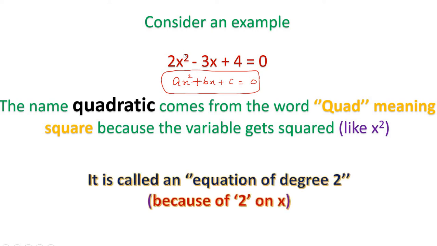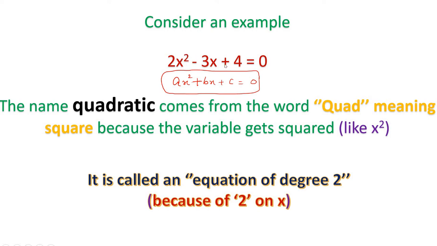It is also called an equation of degree 2, because whatever is the highest power of x in the given polynomial, in the given expression, or in the given equation, that highest power is considered the degree of that polynomial equation. So here, this is the quadratic equation, and the highest power of x here is 2.